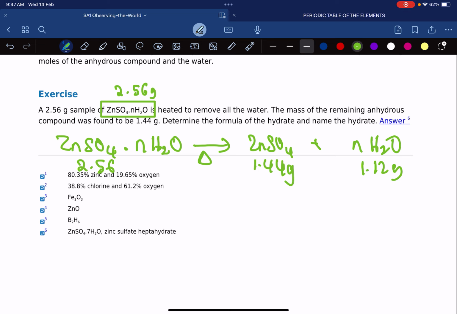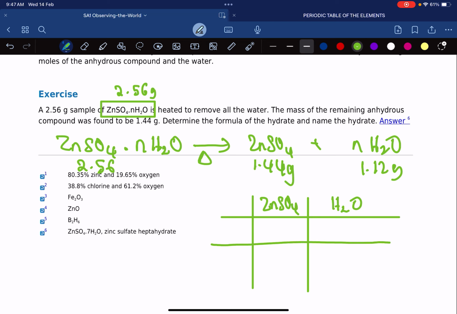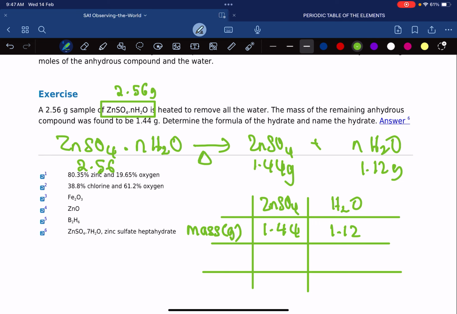So I'm going to draw one column here and another column here. This is going to be zinc sulfate and this is going to be water. The first thing I do here is mass, in grams. This is 1.44, this is 1.12. The next thing I want to do is work out the moles.